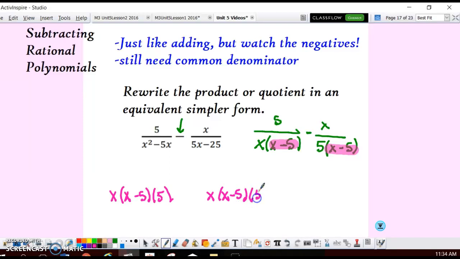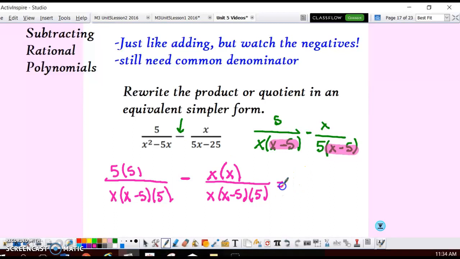Keep it organized. My first fraction had the 5 up top, and it had the x and the x minus 5. It just did not have the extra 5 down there, like that one did. Leave my minus sign. Again, that's super important. The negative makes it a little bit trickier, just like when you're adding and subtracting regular polynomials. So I have the x here times, I had the 5 and the x minus 5. I have these two, so I just need the x.